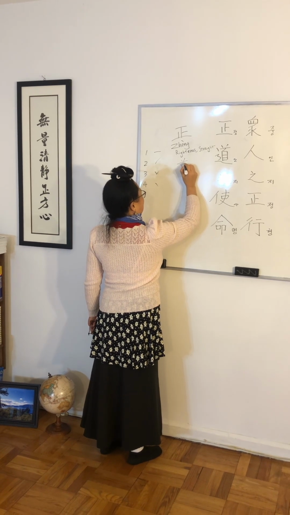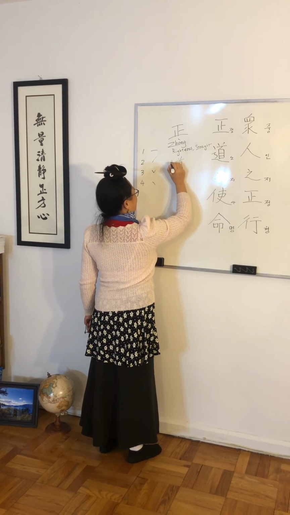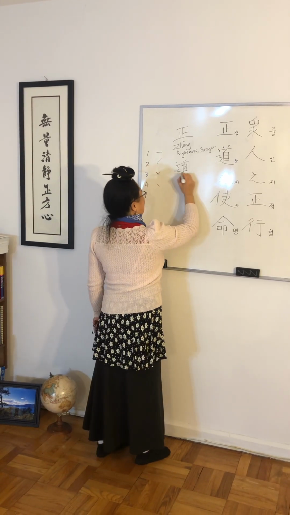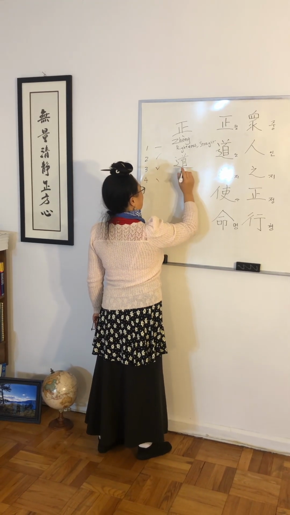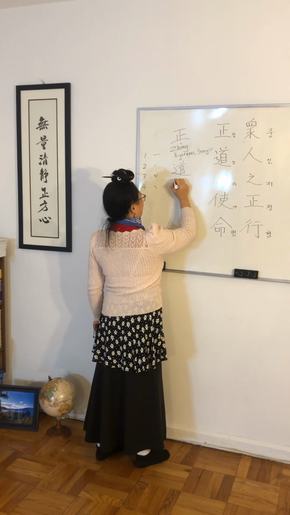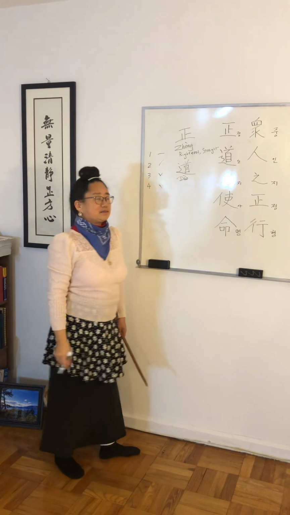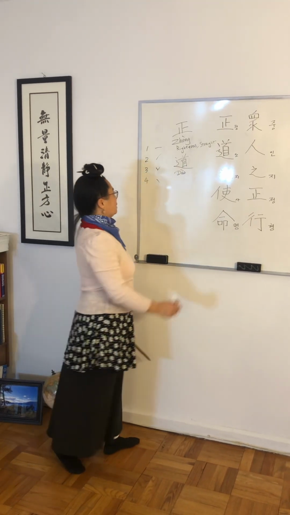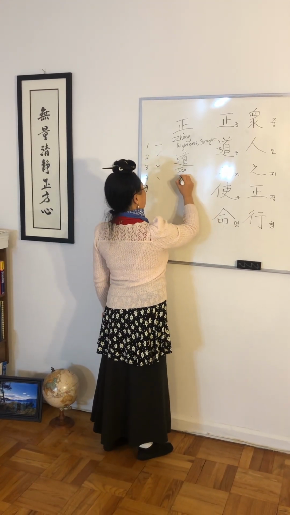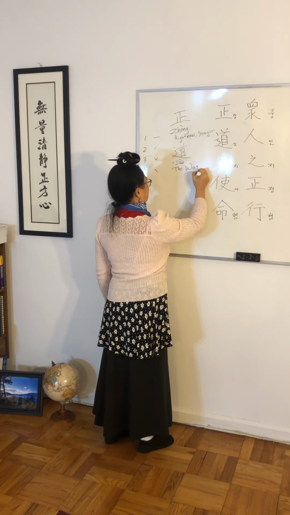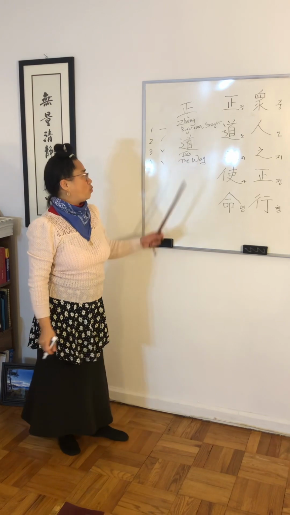The next word is even more powerful and beautiful. This is the key for human beings to learn. It's called the Dao. 道. Dao means the way.